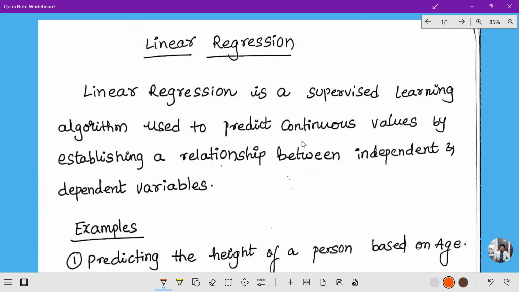In this video, I will explain about linear regression. This concept belongs to machine learning. First, we will see the definition. So what is the meaning of linear regression?